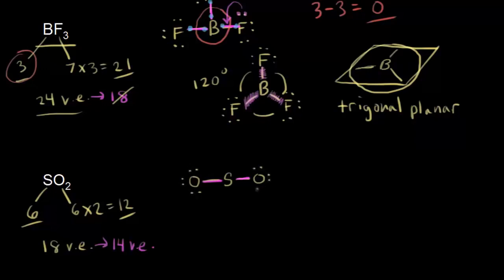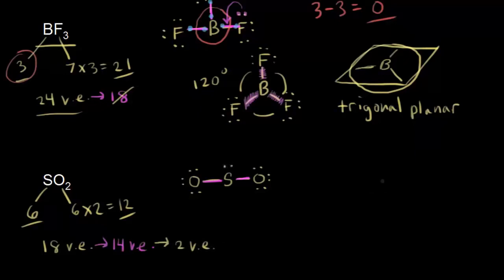So I just represented 12 more valence electrons, 6 on each oxygen. So 14 minus 12 is 2 valence electrons. So I have 2 valence electrons left over. And remember, when you have leftover valence electrons, you go ahead and put them on your central atom. So we can go ahead and put those 2 valence electrons here on our central atom like that.